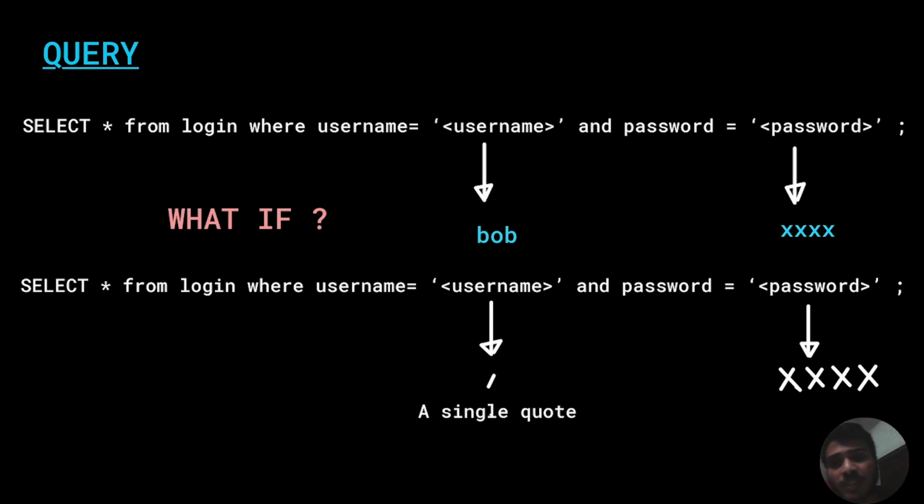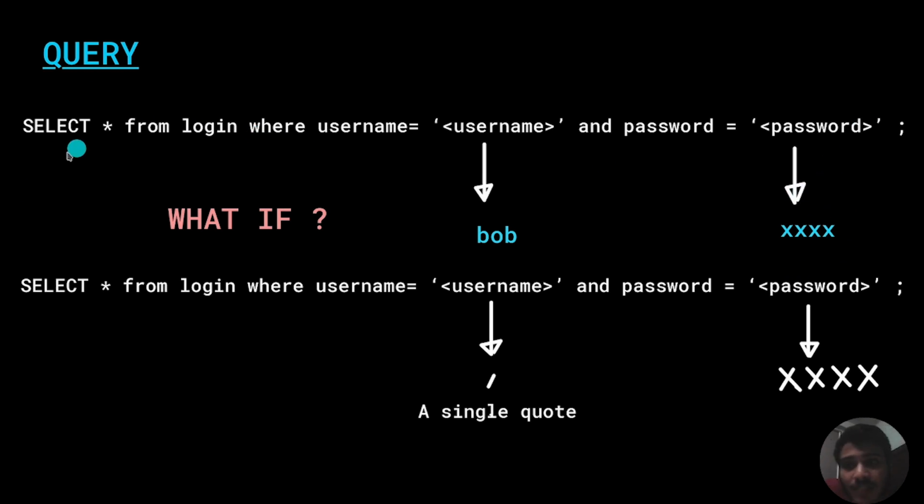Now when you submit the form, including the username, suppose Bob, and the password in string format, it generates an SQL query. So the SQL query looks something like this: select star from login where username is equal to the username that you provide, for example Bob, and password is equal to the password that you have provided in string format.